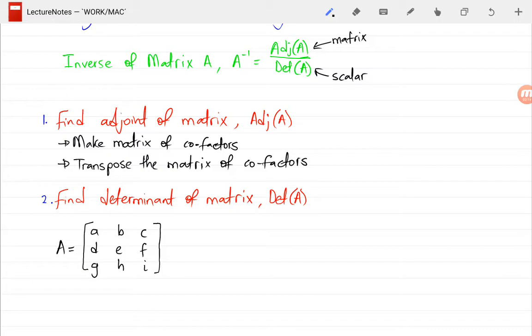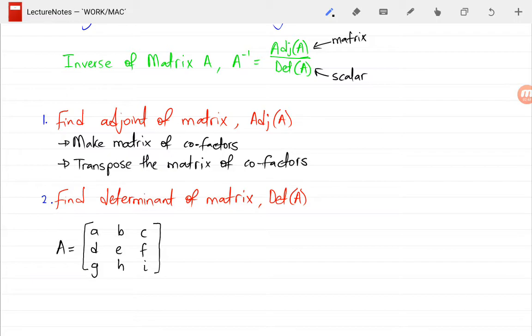The first thing we're going to be doing, according to these steps, is finding the adjoint matrix, and I hope you are familiar with the notation for the adjoint. It's adj(A). First of all, we're going to have to make a matrix of cofactors. I'm going to explain in a bit what cofactors are and how to find them. After finding that matrix of cofactors, we're going to transpose it. That probably is a new word to some of you, and we're also going to explain how transposing works. It's not a big deal.